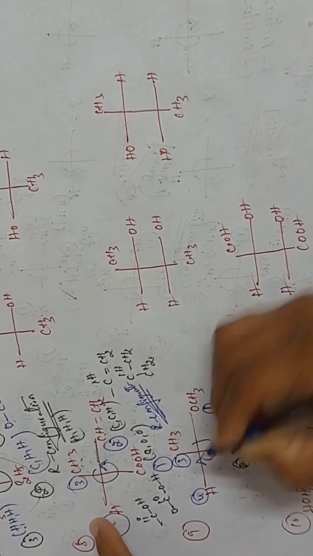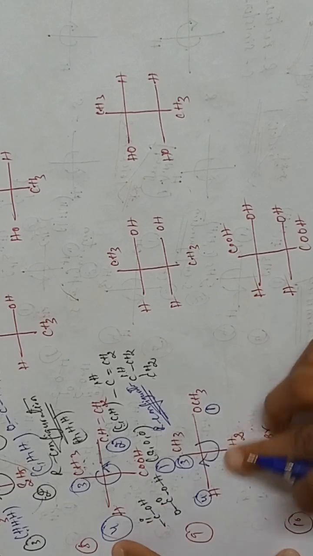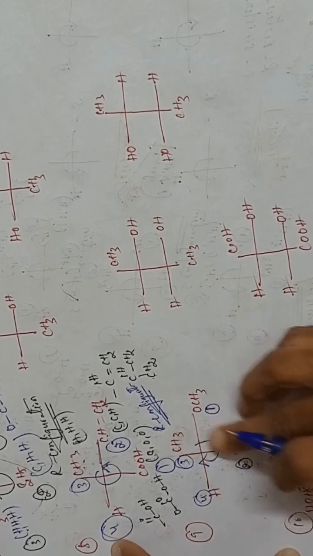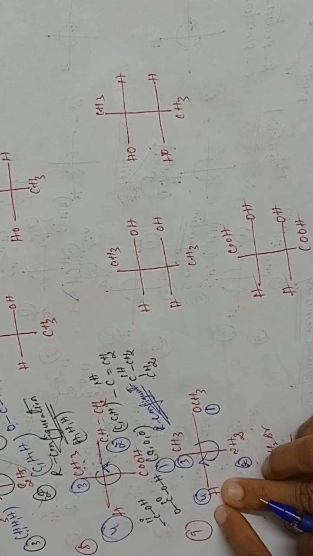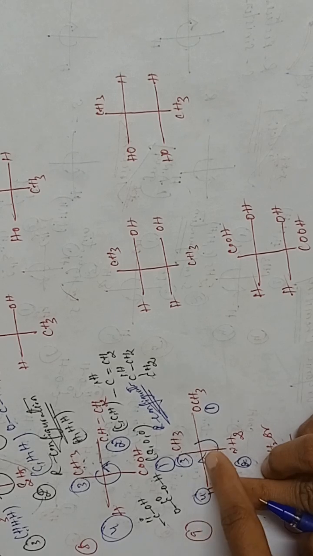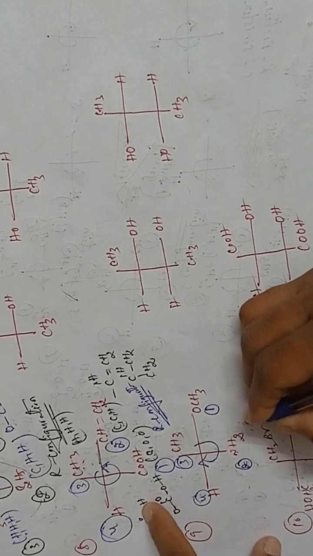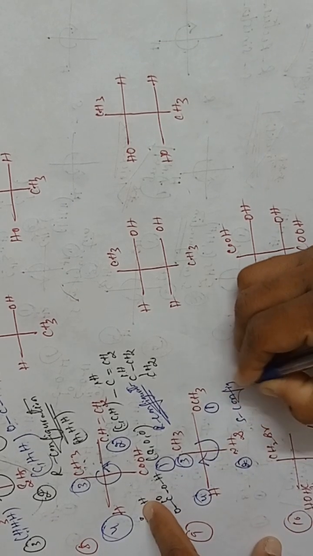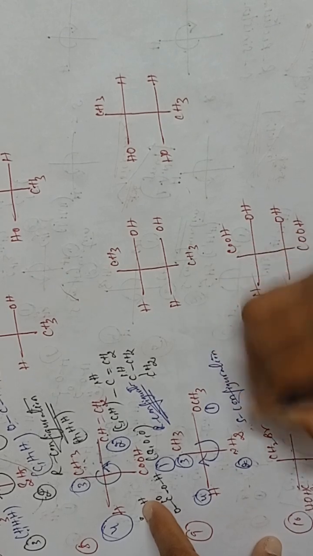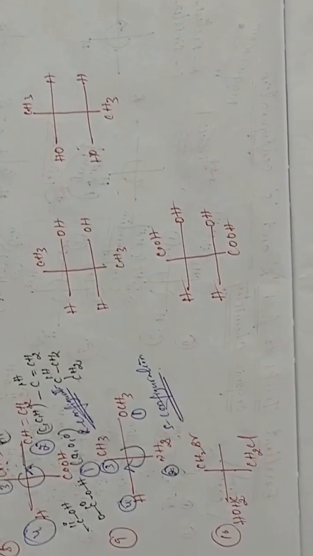Which direction? This is clockwise direction, and the hydrogen atom is on the horizontal line. Clockwise, horizontal line. What is the configuration? Yes, configuration. Correct? Trick number 2, this one. Okay. Next one, see this example.